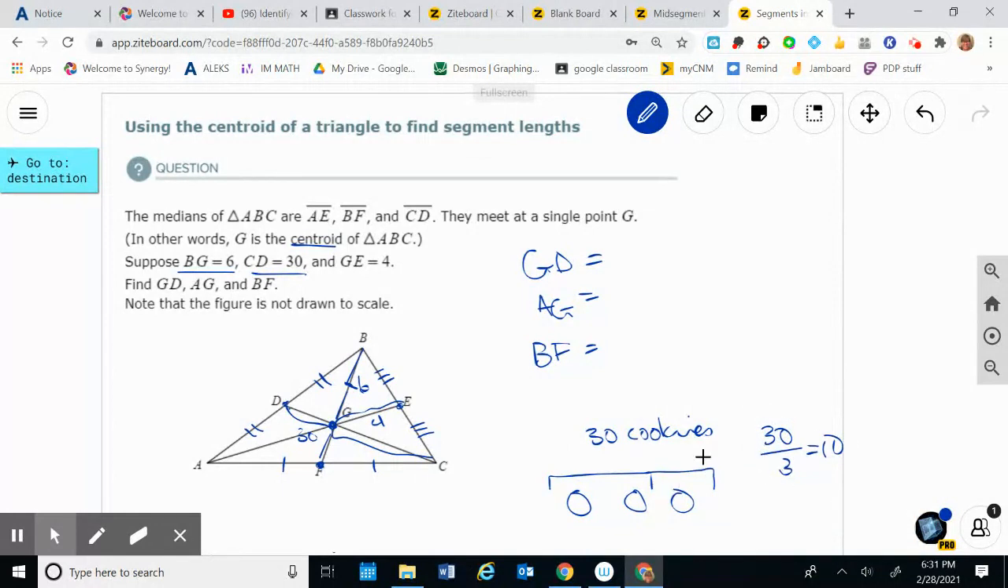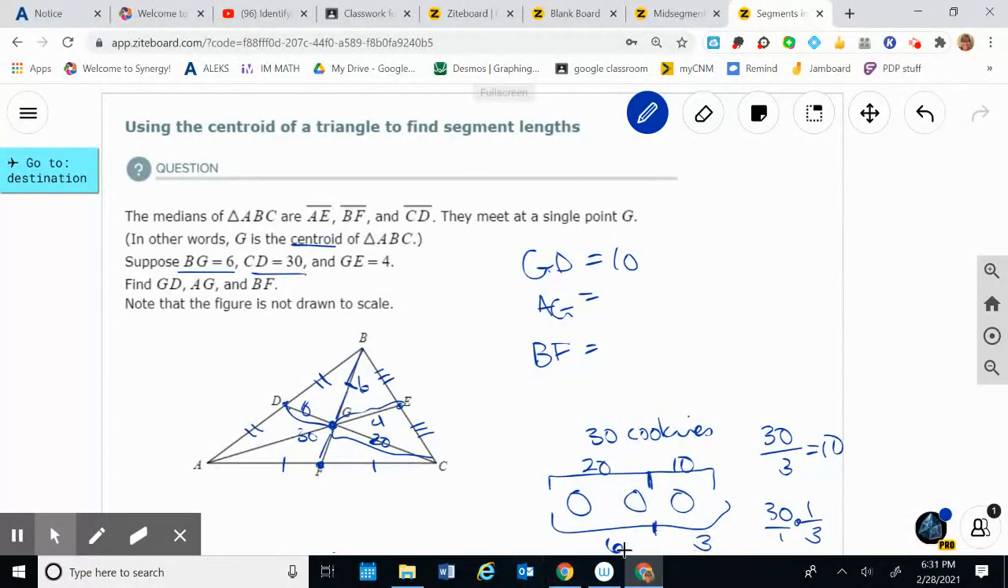So you need to divide by 3 or multiply by 1/3. Get it? You're finding the 1/3, how much a person gets. And then you can figure out how much the other 2 get. They're going to get 20. So this piece is 10 and this piece is 20. And which piece did they want? They wanted GD. So that's 10. Then look at this piece. Now they're saying that the 2 people thing is 6. Well, if 2 people get 6, how many does 1 person get?